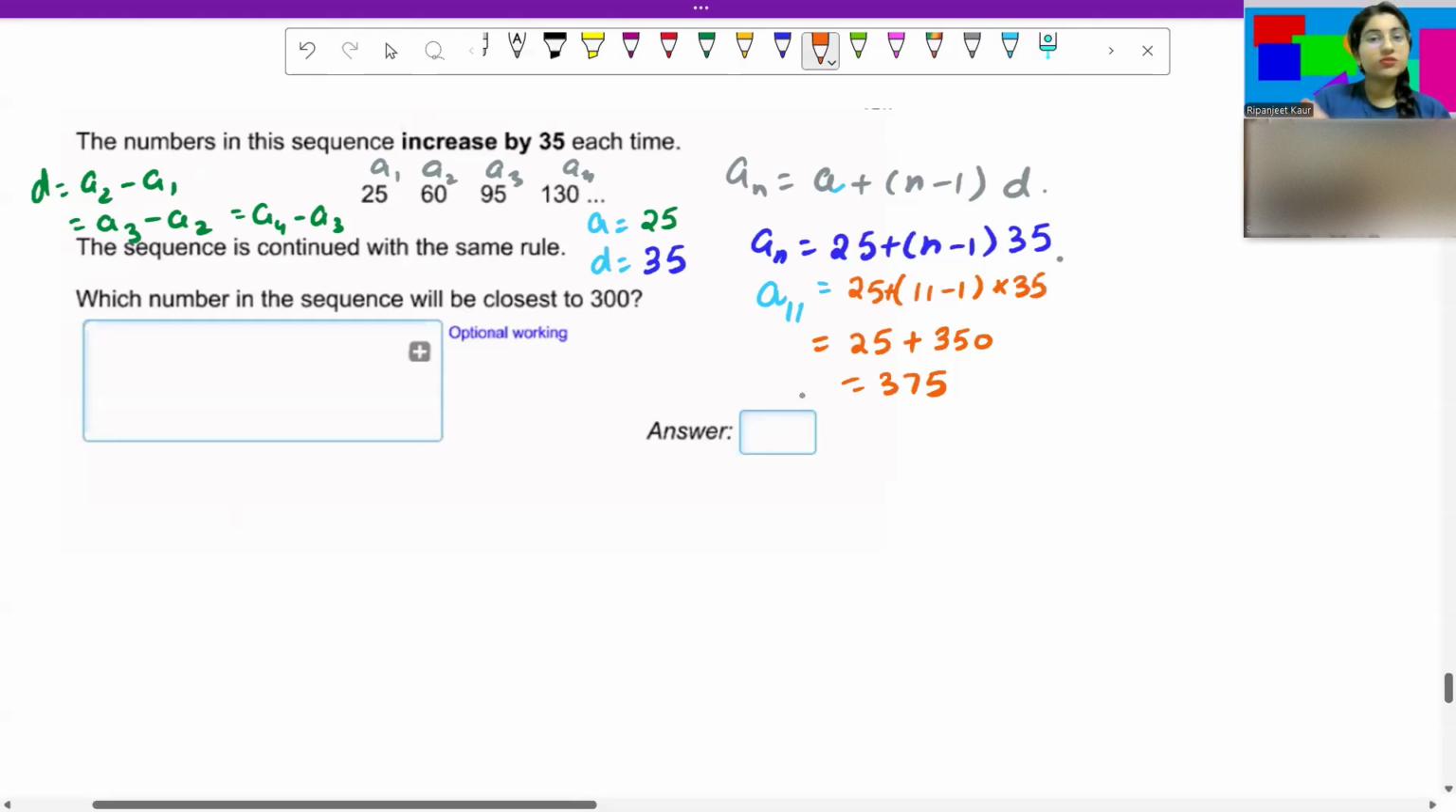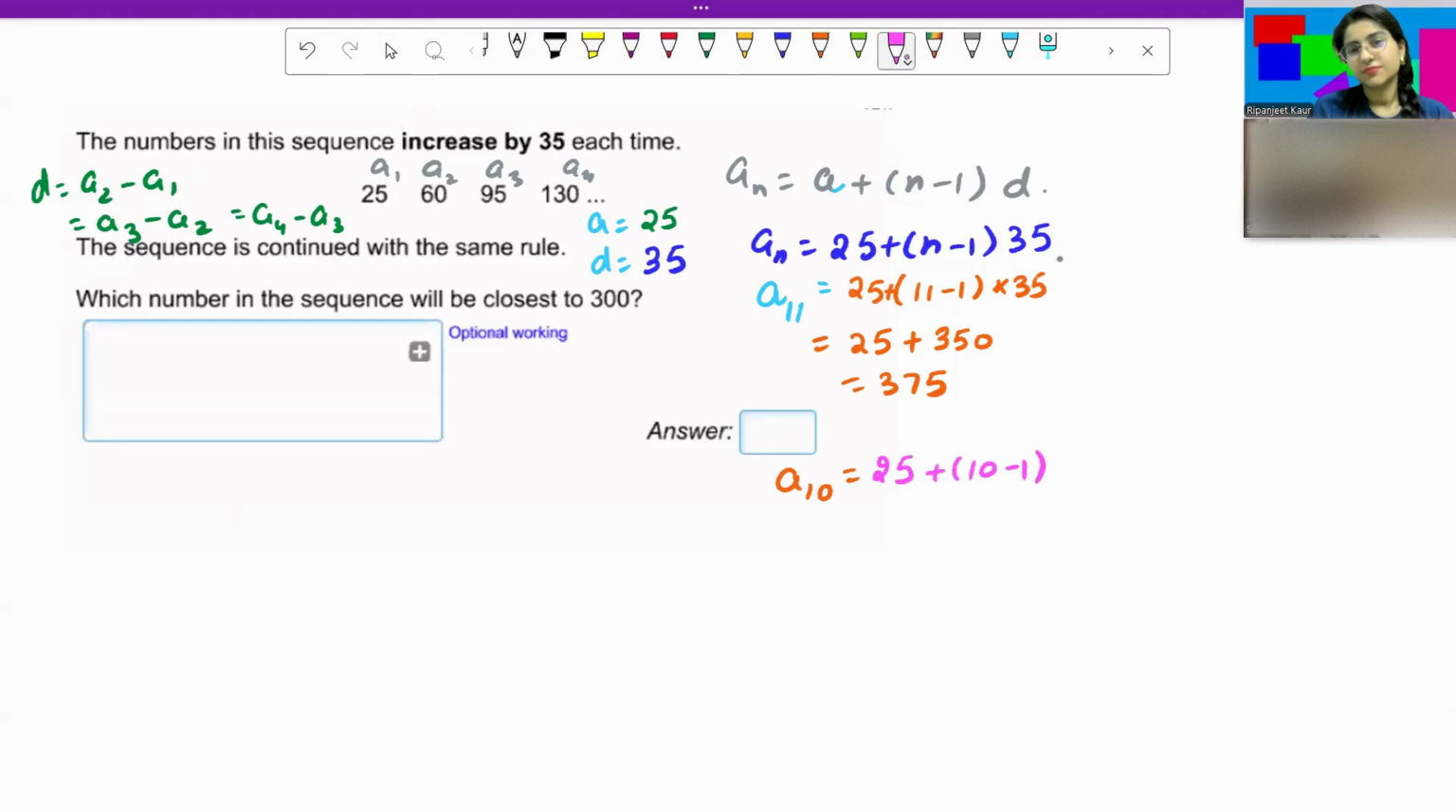We don't know yet if that is the answer. We will have to check the previous term also. What if it is less than this? What is A10? A10 is supposed to be 340. The closest is 9. Okay, we will see. 9 times 35 is 315. Then, no, it's not that one.